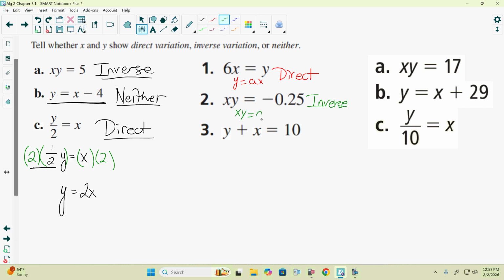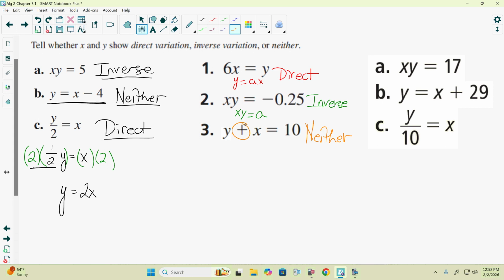X times y is equal to a. Y plus x equals 10 would be neither. What's the big indication that this is going to be neither? Addition. Addition, subtraction, we won't have exponents for inverse and direct variation, because inverse and direct variation is a constant ratio that's being multiplied, or a constant amount that we're multiplying each term by.